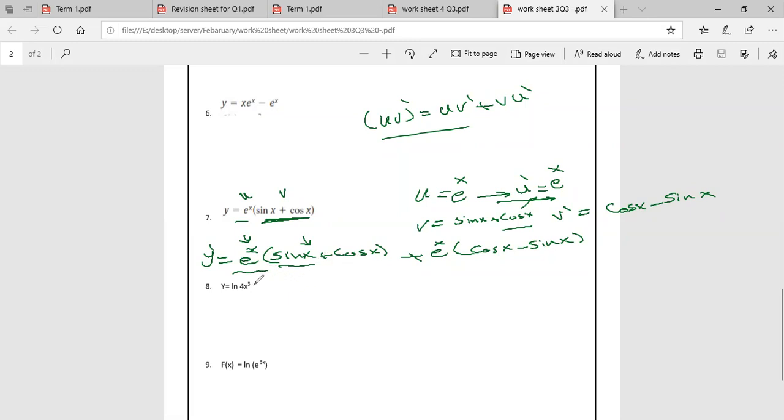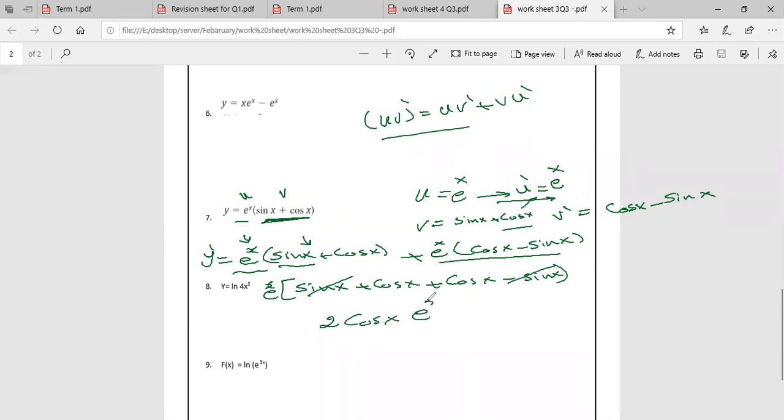Okay, here I can take e to power x as a common factor. Divide this one by e to power x, it will be sine x plus cosine x. If we divide this one by e to power x, I cancel. So what is the quotient? It will be plus cosine x minus sine x. Add the like term, this one cancels. I have 2 cosine x. It will be 2 cosine x e to power x.